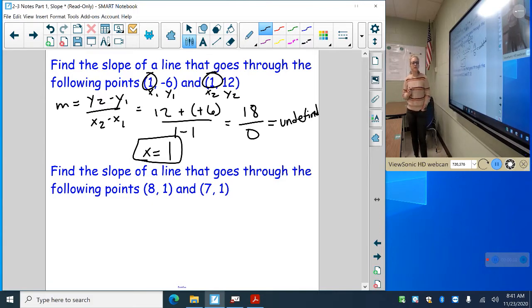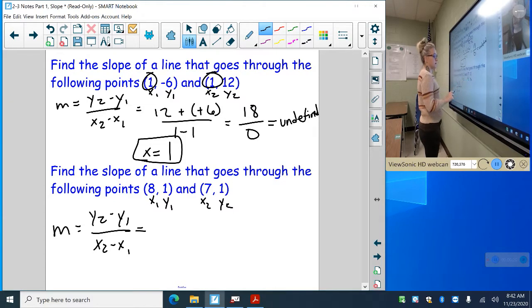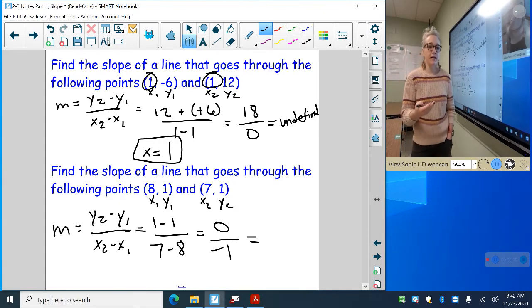All right, find the slope of a line that goes through the following points, (8, 1) and (7, 1). Well, slope is m equals y2 minus y1 over x2 minus x1. Label them x1, y1, x2, y2. So I have 1 minus 1 over 7 minus 8. 1 minus 1 is 0, 7 minus 8 is -1. 0 divided by -1 we can do. If you put that in the calculator, it's just 0.